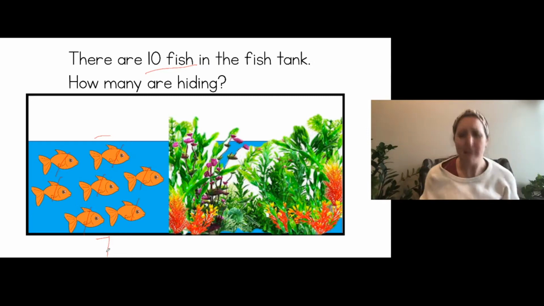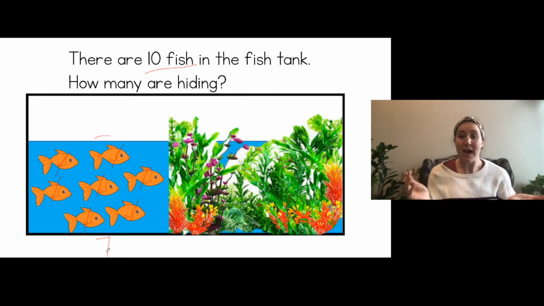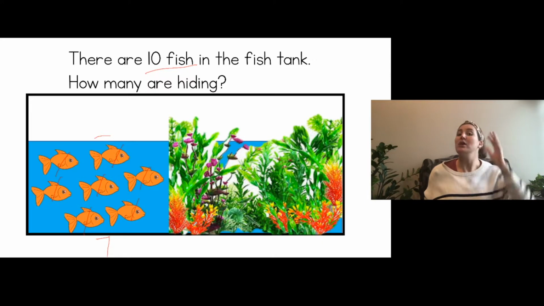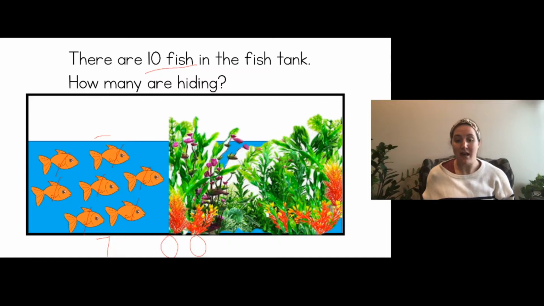Some of them are missing. We don't have all the fish. Where are they? Yeah, they're hiding behind those bushes. Let's count on until we get to 10 to figure out how many fish are missing. So we have 7. Count on. So say 7, 8, 9, 10. So we draw one circle for each fish that is missing. So 7, 8, 9, 10. So it looks like there are 3 fish missing.